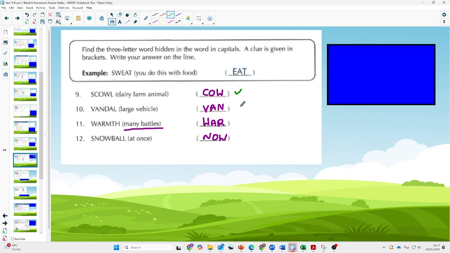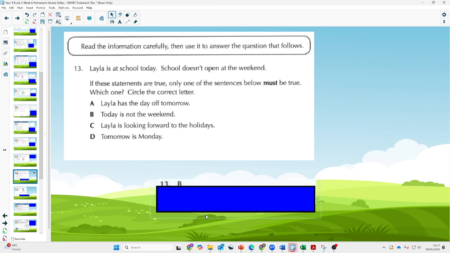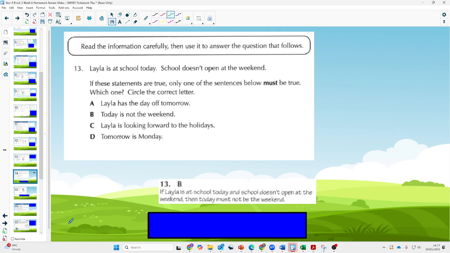So again, well done if you managed to find all of those. They're quite good fun. We sort of describe those as shy words, words hidden within other words. So we're going to have a little look at these questions. Let's just quickly look at the answer so you can mark it. So hopefully you went with B. Let's see if we can work out why.